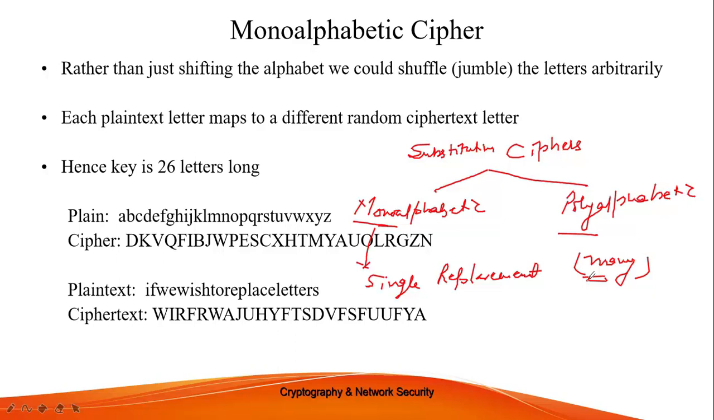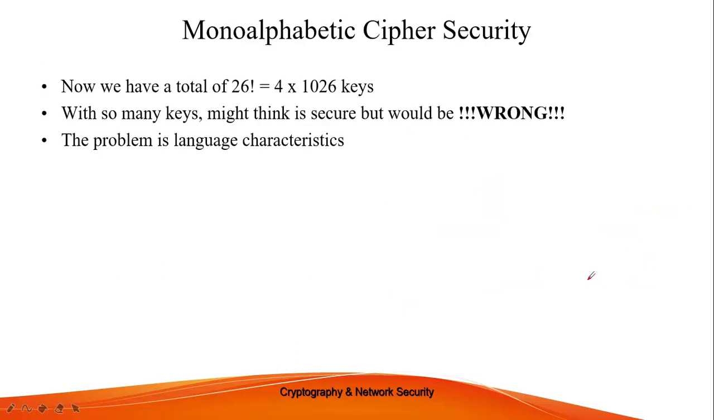In the case of a monoalphabetic cipher, we can just shift the alphabet, or jumble the letters arbitrarily. Now each plain text letter maps to a different random ciphertext letter, and the key is 26 letters long, right? For example, this is a plain text, and we are jumbling the letters arbitrarily. When we jumble them arbitrarily, the number of possible combinations for 26 letters is 26 factorial.